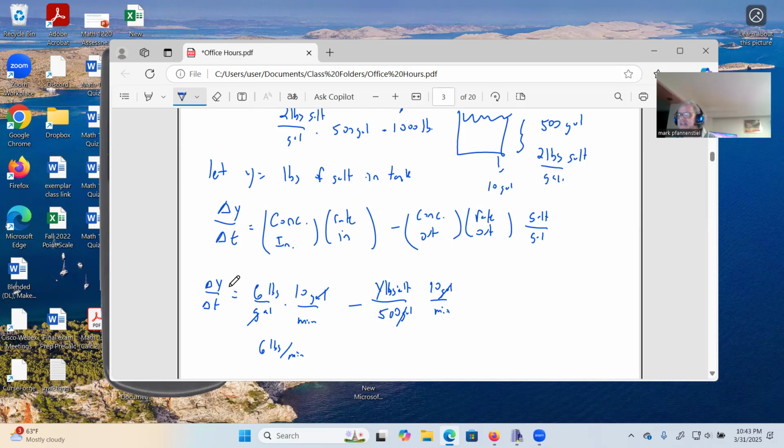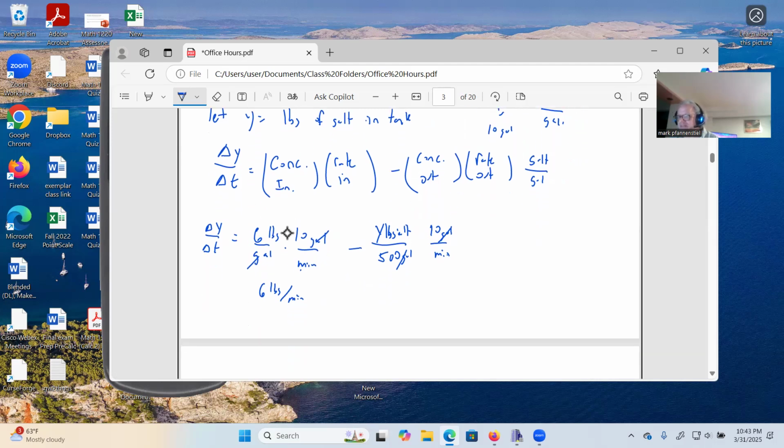So does it make sense that the change of salt over time is 6 pounds per minute going in minus 10y over 500 pounds of salt per minute leaving out? We can make this a little bit simpler. But just looking at the units, does that make sense? We have pounds per minute coming in, pounds per minute leaving. So we can have our original setup here.